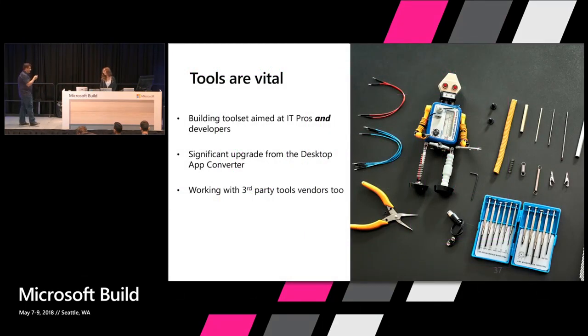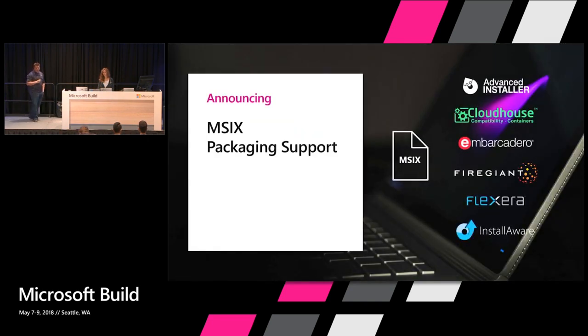So how do we make this all happen? Tools are really vital for this. I can't say that more than enough. We've done an okay job with tooling thus far. For people playing with the desktop bridge, we launched the desktop app converter. It was okay. Thank God we had a bunch of third-party partners that really helped us out there. And our third-party partners are working with us as well to build new tools to help make the move to MSIX easy for you. And just as recently as last week, we met with a bunch of the partners.